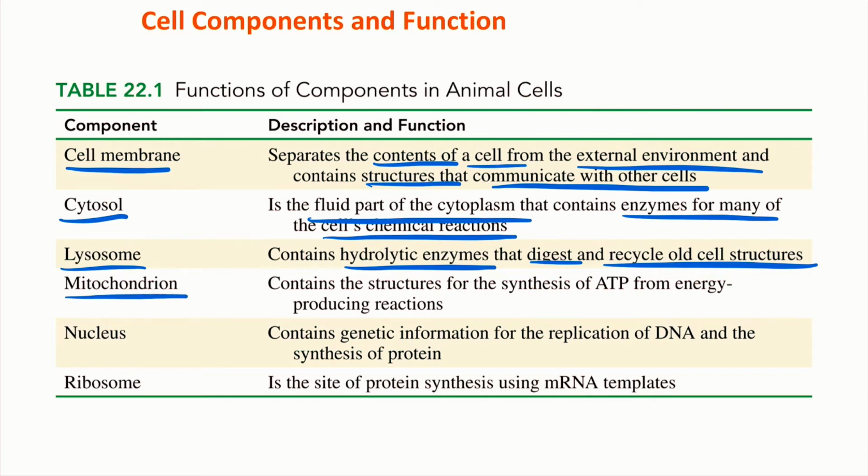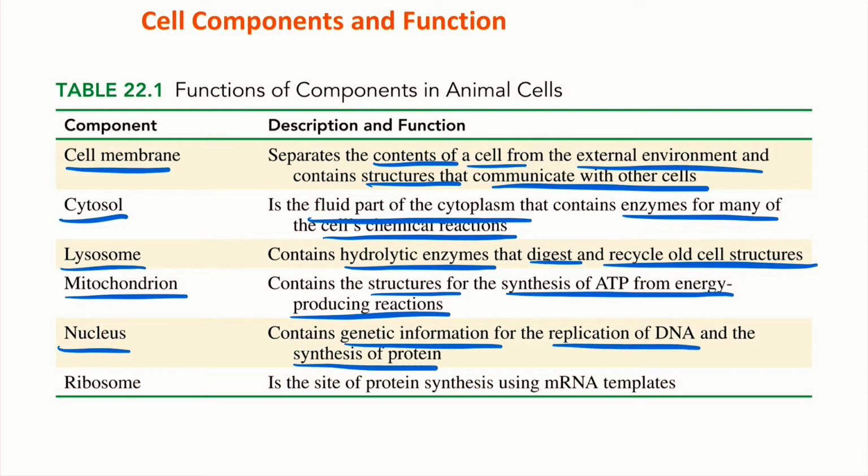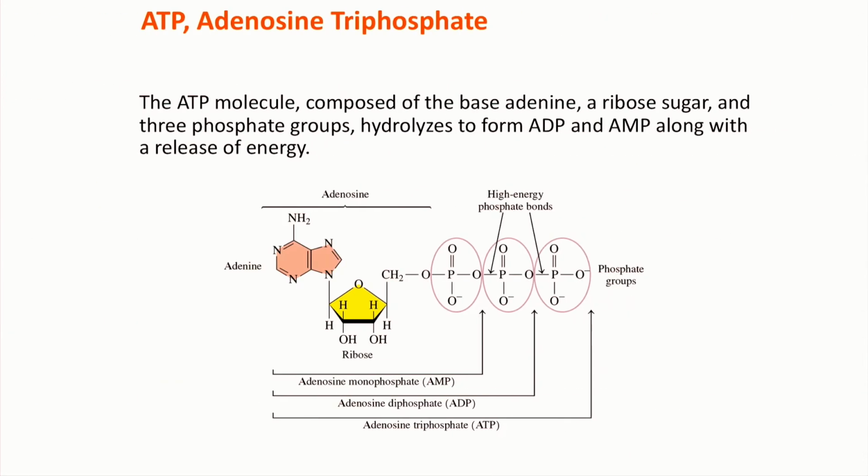Then the mitochondrion, which contains the structures for the synthesis of ATP from energy producing reactions, most commonly called the electron transport chain reactions. You have the nucleus, which contains the genetic information for replication of DNA and synthesis of proteins. You have the ribosome, which is the site for protein synthesis using the mRNA templates. So let's start with the molecules that are involved in metabolic processes.